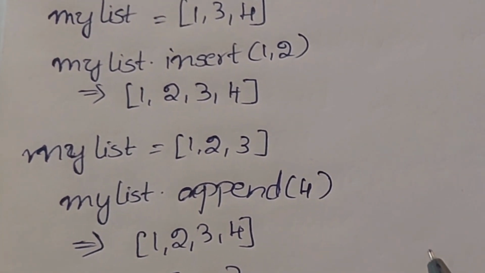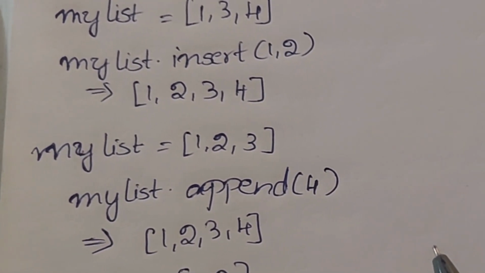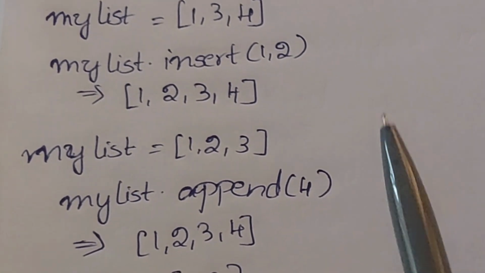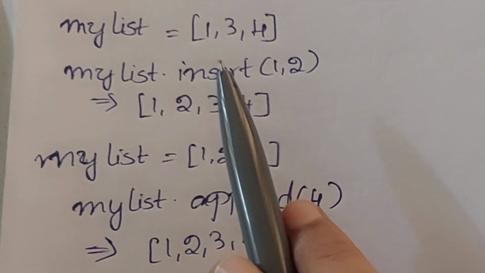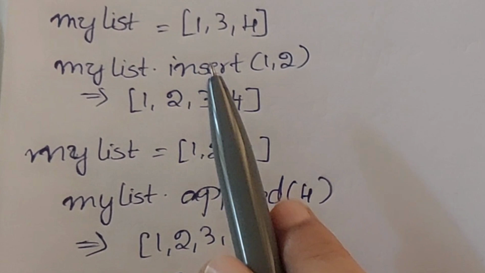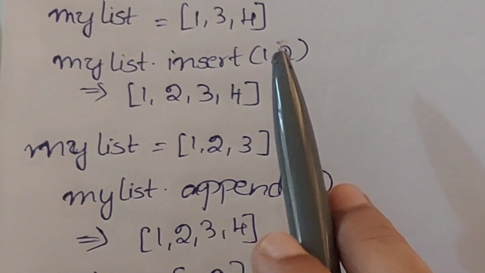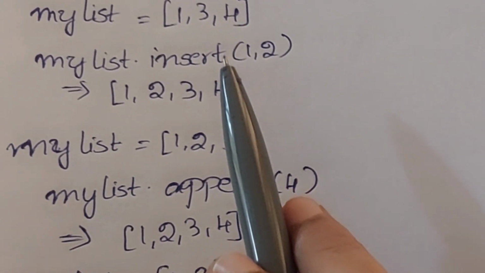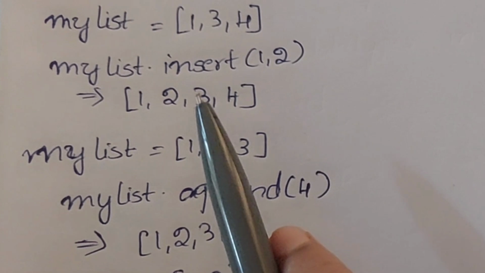So in this video, we are going to learn about the list. So we all know that list can be represented as shown in the below figure. My list equal to 1, 3, 4. So the first method which we are going to learn about the list is insert.